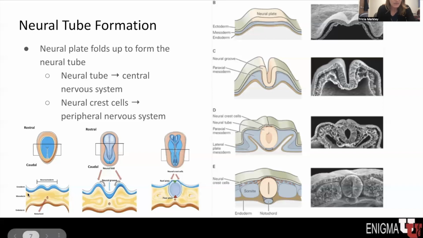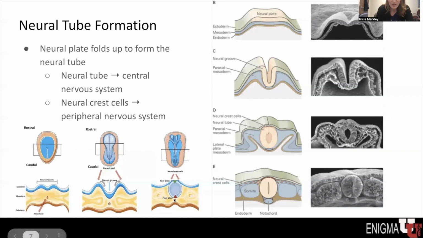And so looking here at a cross section, we see that it looks kind of flat-ish. It looks like a plate, so the neural plate. Over time, the neural groove develops. So it starts to fold a little bit, and it develops this neural groove. Again, looking down from the top, and then cross-sectionally from the side, you can see that neural groove developing there. And then with additional time, you can see over here that this neural tube has now formed.